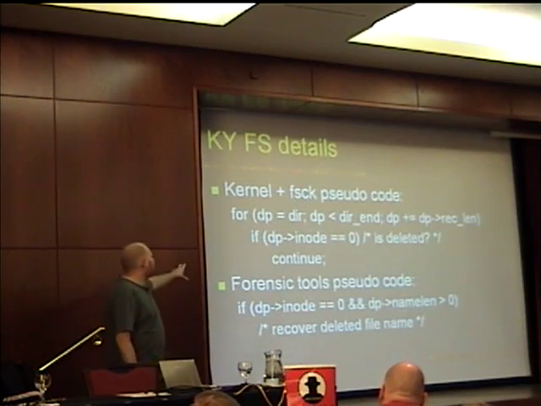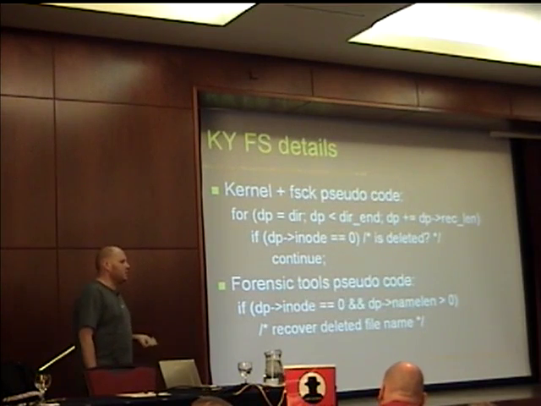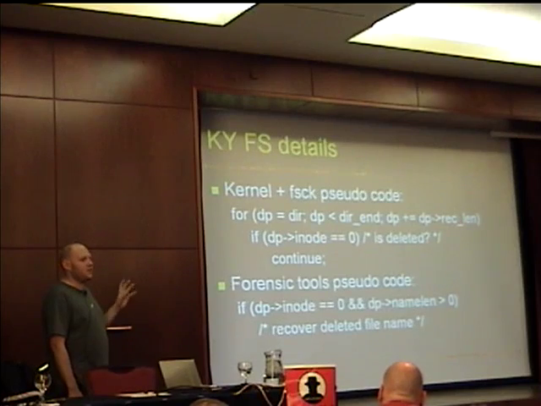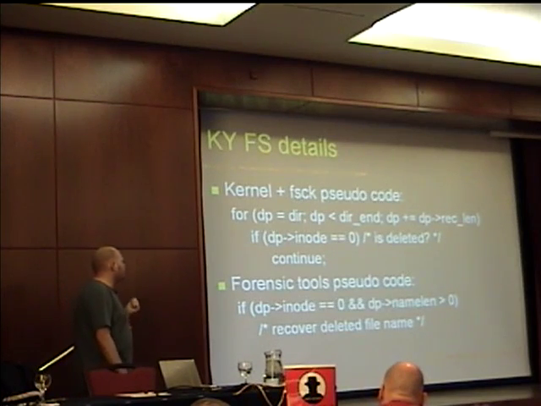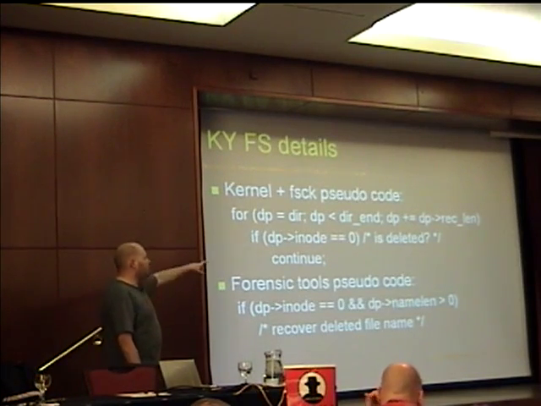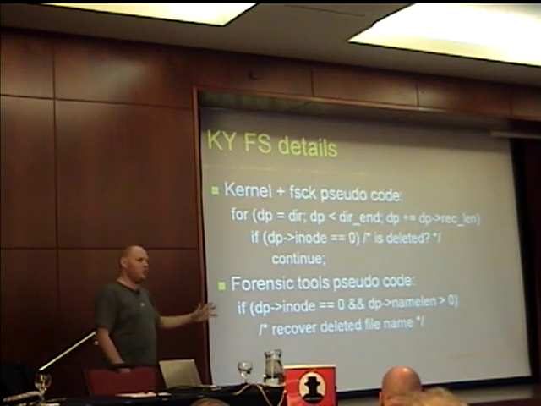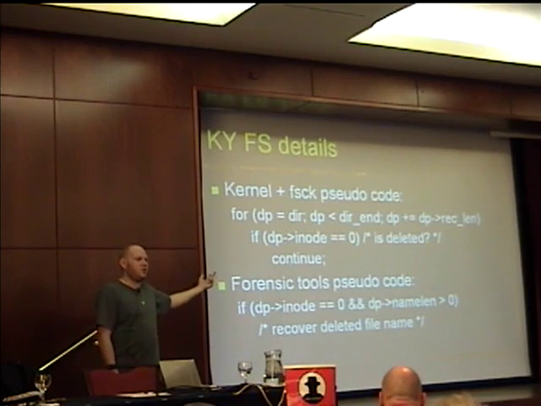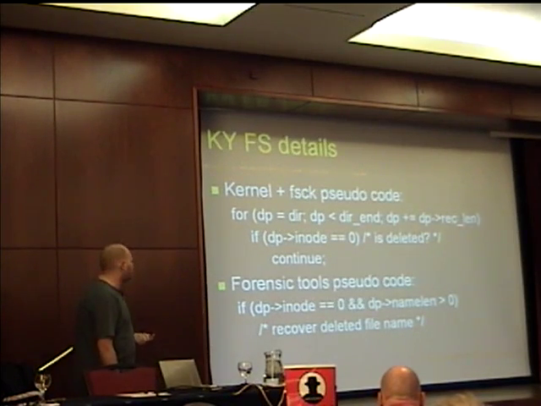Okay, so this is the code that's going to be in the kernel, or in fsck, or any other tool that interacts with the file system in a legitimate fashion. It's going to iterate over our directory using the record length, and it's going to check the inode. If the inode's zero, it'll just continue. It'll go, whoops, deleted, onto the next one. So we can iterate over an arbitrary number of these null directory entries.